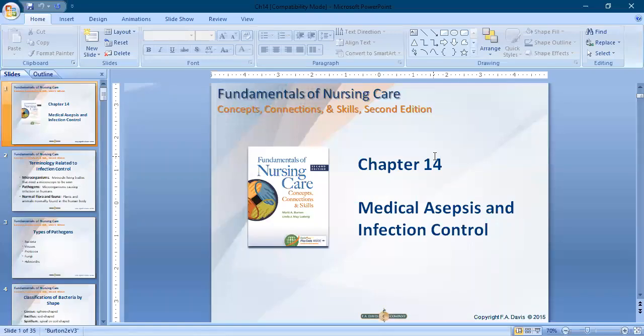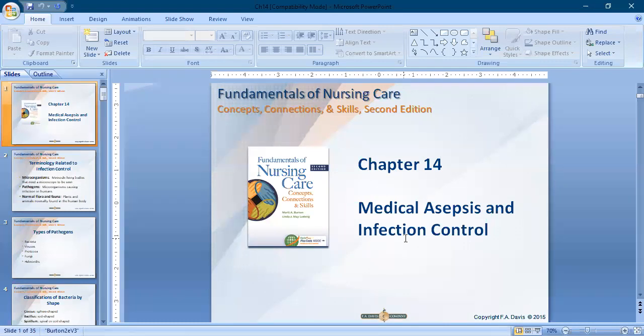So this one, Chapter 14: Medical Asepsis and Infection Control, the chapter name. So basically, infection control, or medical or surgical asepsis, what it is, right?